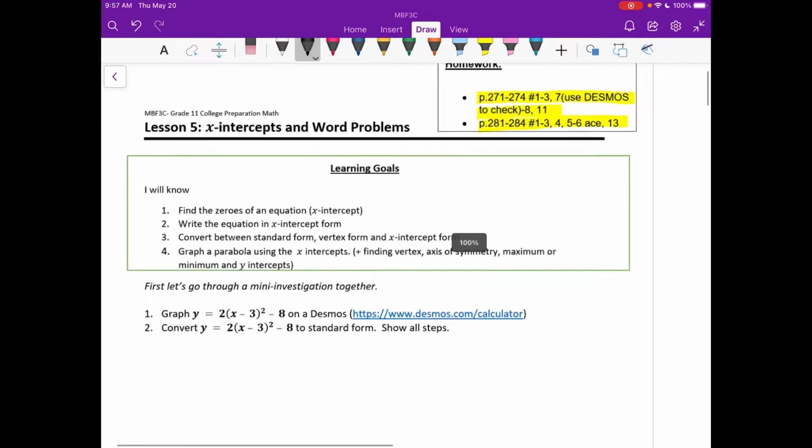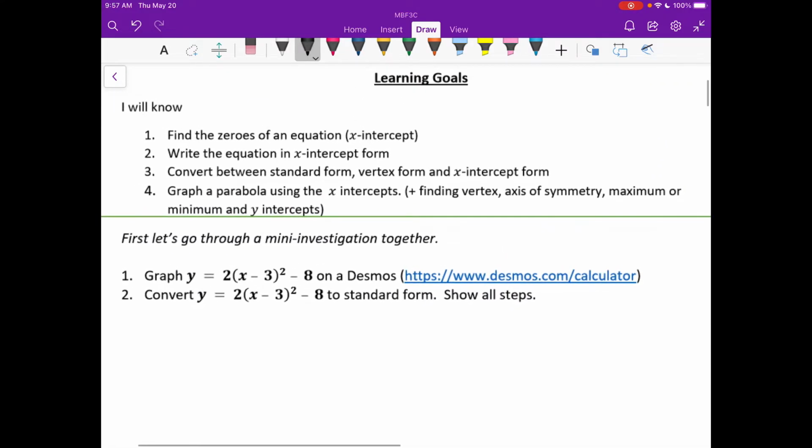Okay, so by the end of this lesson, this is what you will know how to do. You'll know how to find zeros of an equation, which are also the x-intercepts. That's another word we just use for zeros. You'll know how to write the equation in what we call x-intercept form, which is y equals (x minus r)(x minus s). You'll remember this form looks kind of similar to what we were doing when we were factoring, right?